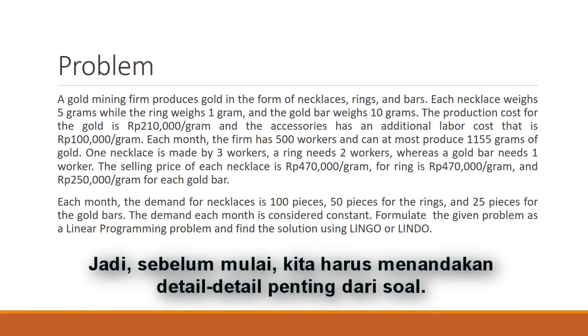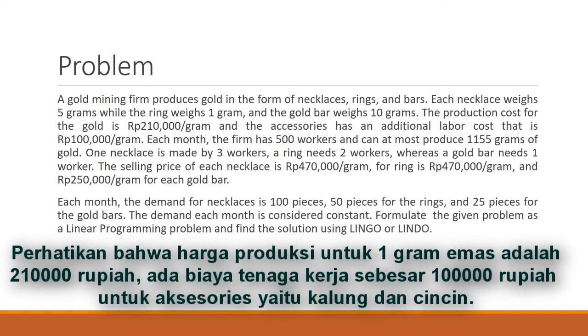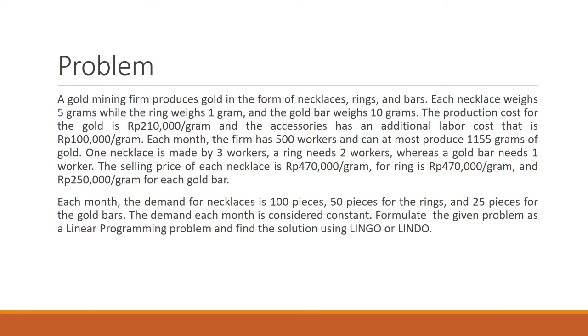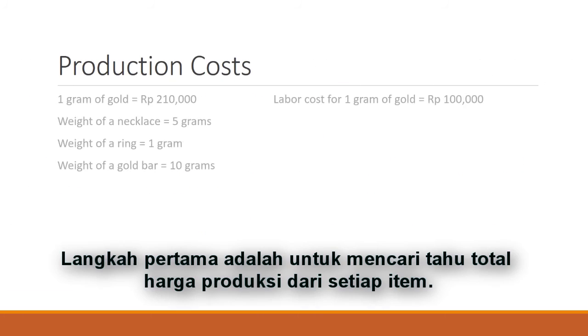So, first of all, before we go into deciding on how to solve this, we should note the important details. We should note that the production cost for one gram of gold is 210,000 rupiah. There is an additional cost of 100,000 per gram for the accessories, that is the necklaces and the rings. So the first step is to find the total production cost of each item.